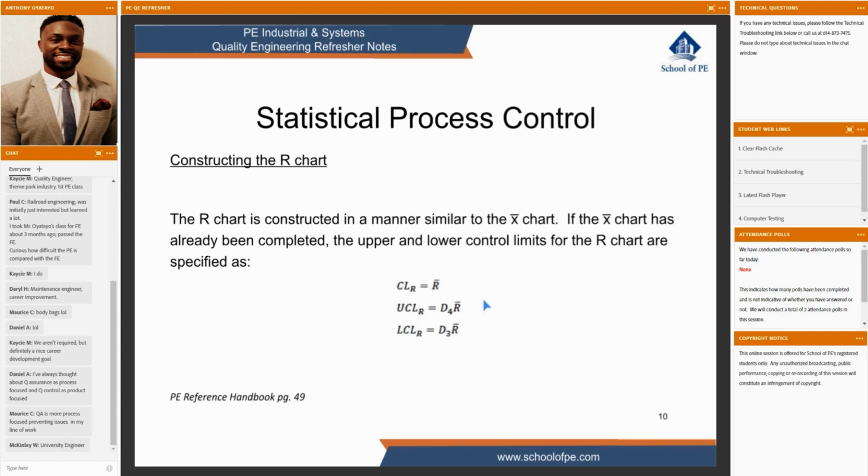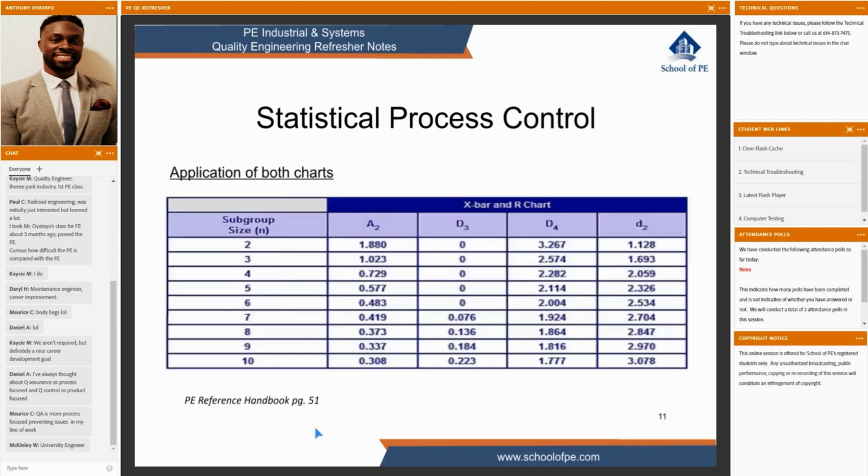The R chart is constructed in the same way, very similar to the X bar. We could establish the upper and lower control limits. The center line is going to be the average range. Then we have these constants D4 and D3, which again we get from tables. So page 51 gives us the information that we need for X bar and R charts as it pertains to the various constants. Here's the D2, D4, D3, and A2. And based on the group size, it tells us what we're going to be using for each one of those constants.